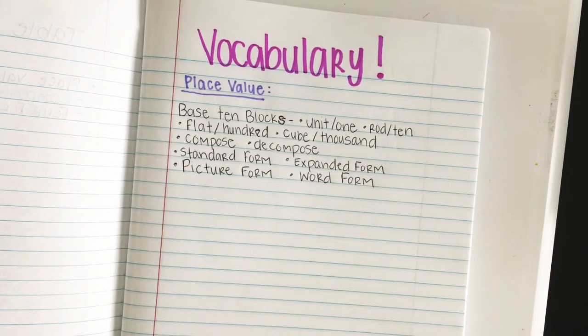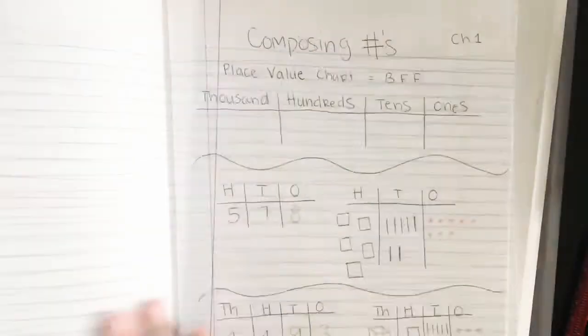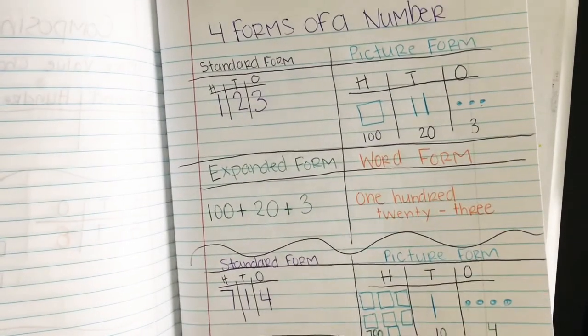All right, so that is our vocabulary for this section. And then I'm going to go into the practice of 4 forms. All right, so let's turn to our next available page. If you remember, the last thing we did was the 4 forms of a number this way. So let's go ahead, let's turn to the next available page.